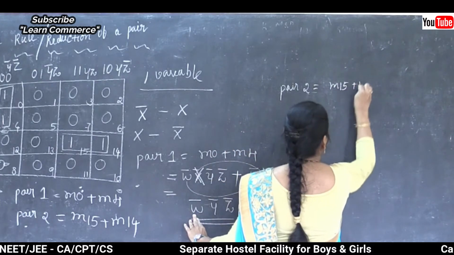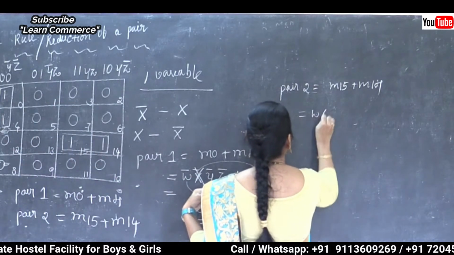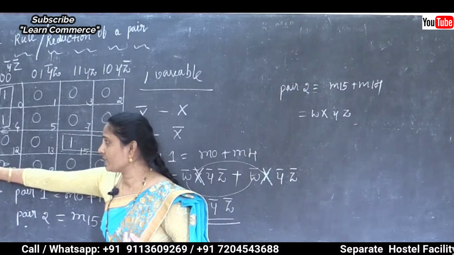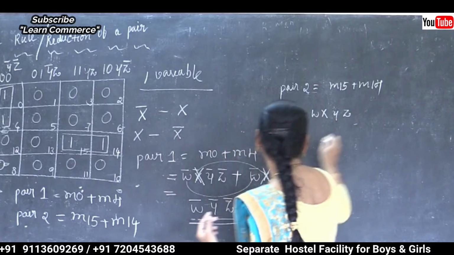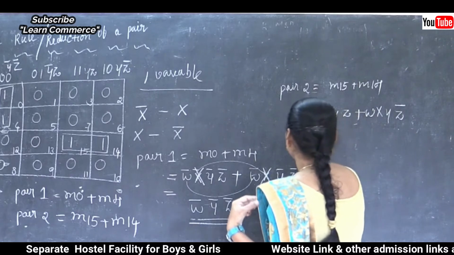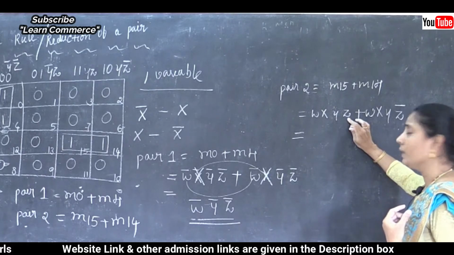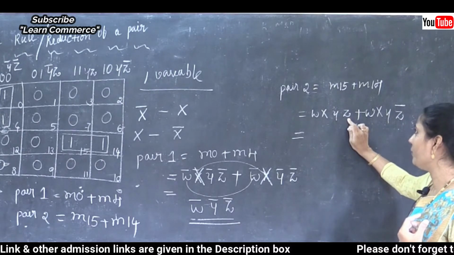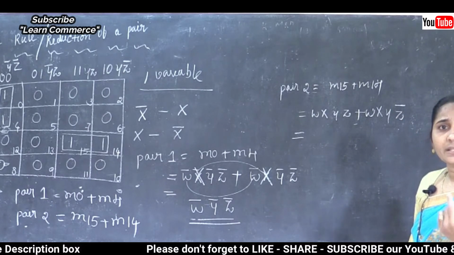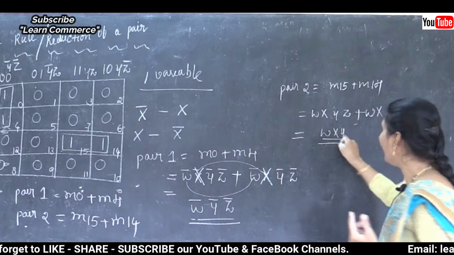And the pair 2 result is m15 and m14. The values are W, X, Y, Z, taking the left side value and the top side value. For m15 it is W, X, Y, Z, and for m14 it is W, X, Y, complement Z. There are no other changes, but m15 has Z while m14 has complement Z, so Z will be removed. The value is W, X, Y.